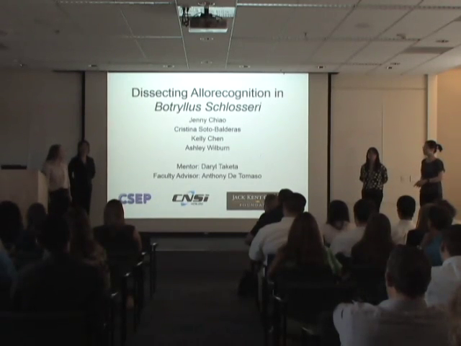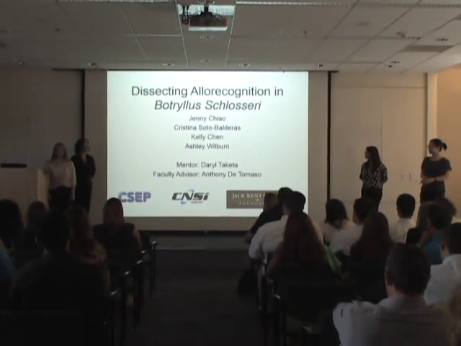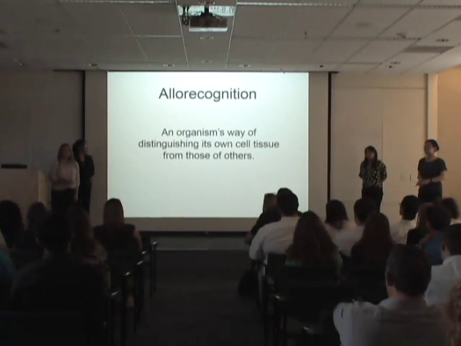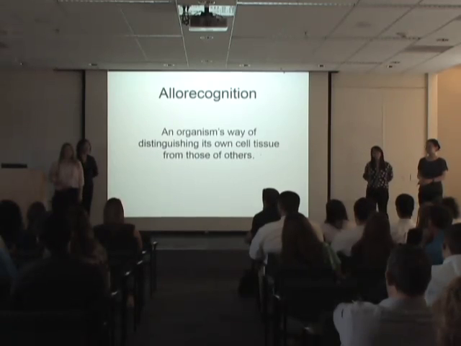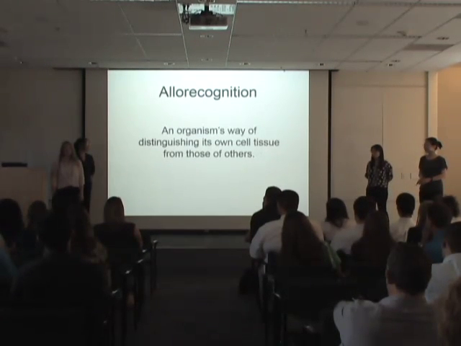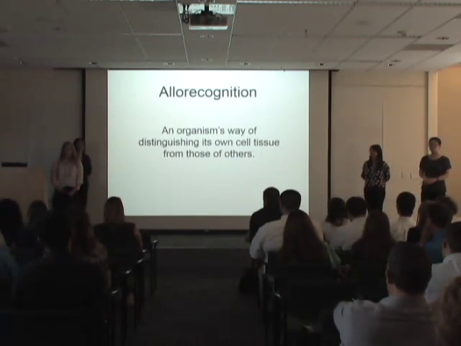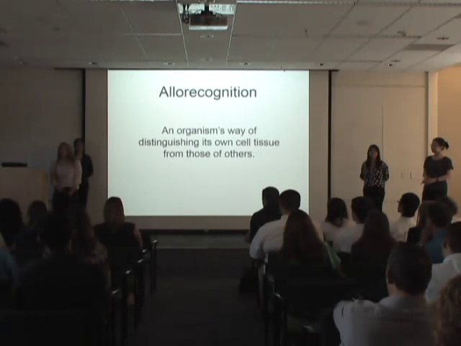And our project this week was dissecting allorecognition in Bacillus cerebrosei. Allorecognition is the ability to distinguish self from non-self in all organisms of the same species. To be more specific, it's the immune system's ability to reject or accept a tissue as its own.